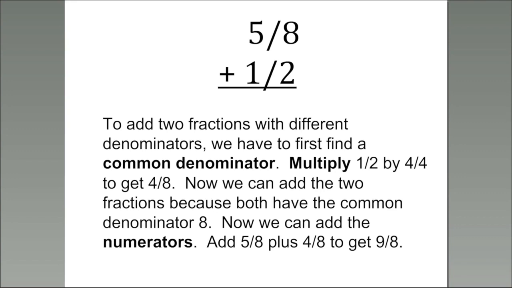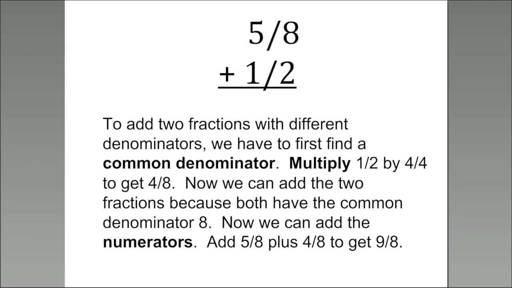Here's one example that looks a lot like what you are typing in the boxes. To add 2 fractions with different denominators, we first have to find a common denominator. Now I'm going to tell the scribe, multiply 1/2 by 4/4 to get 4/8. Now we can add the 2 fractions because both have a common denominator of 8. Now we can add the numerators, add 5 over 8 plus 4 over 8 to get 9 over 8. So you're really telling exactly what the scribe would have to write.